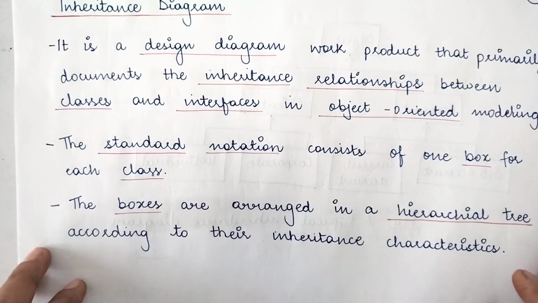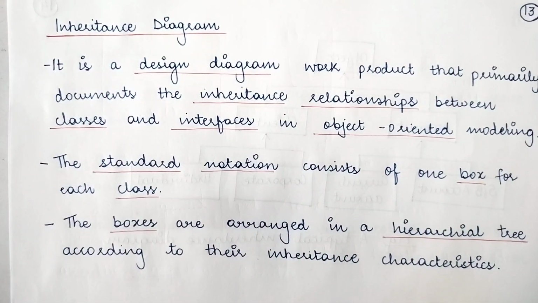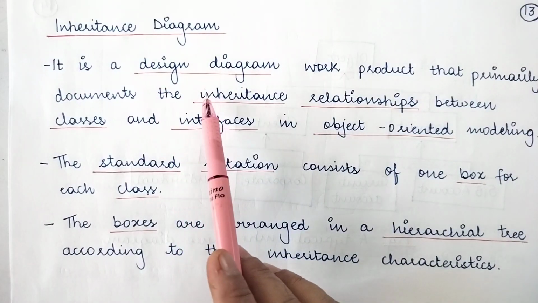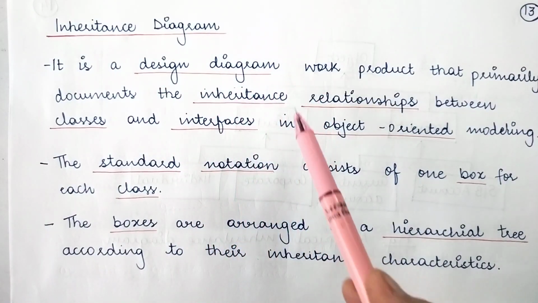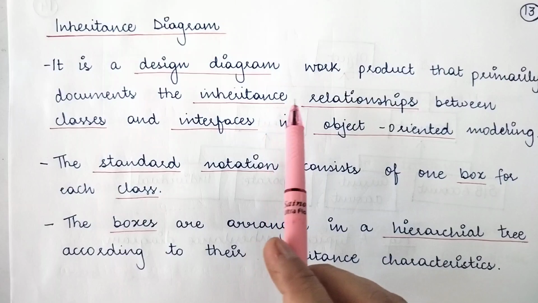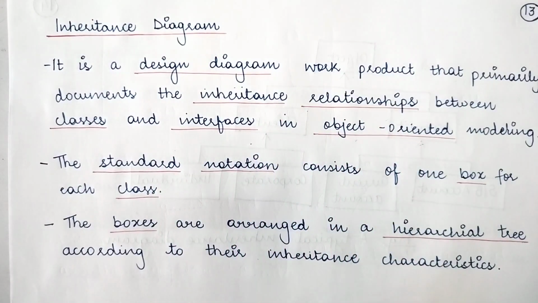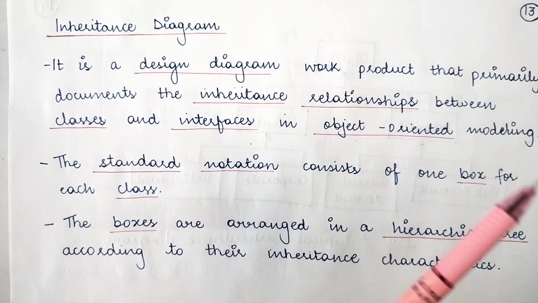Next important tool is your inheritance diagram in any system design specification document. The inheritance diagram is a design diagram that primarily documents the inheritance relationship between classes and interfaces in object oriented modeling. Now, in any object oriented architecture, you have classes and objects, and there is a concept of inheritance.